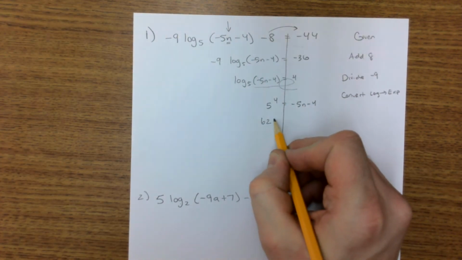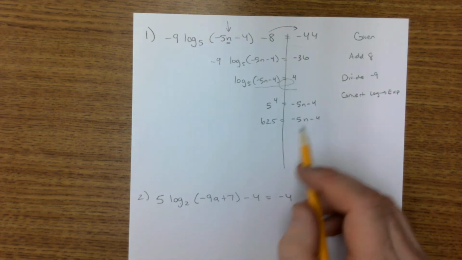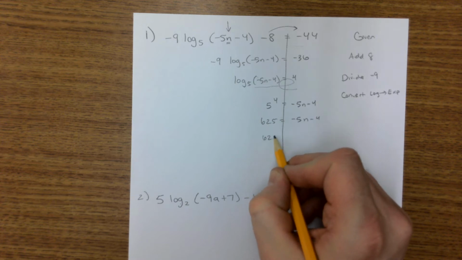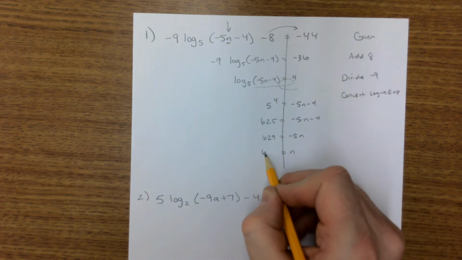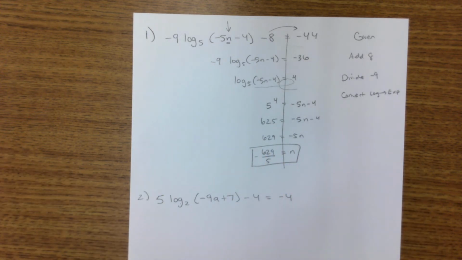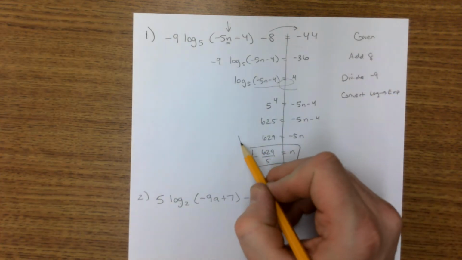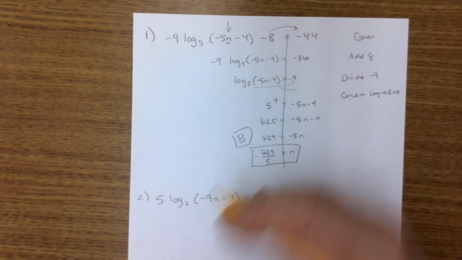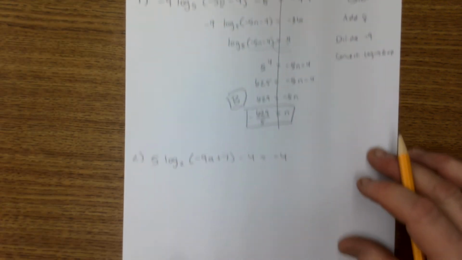And now we're back to just some algebra, right? Now it's a two-step algebra. Add this over here, 629. Divide by negative 5. And there you have it on your answer choice. That's choice B. For your homework, I will collect your work. I don't need this worksheet printed, or I don't need it at all.